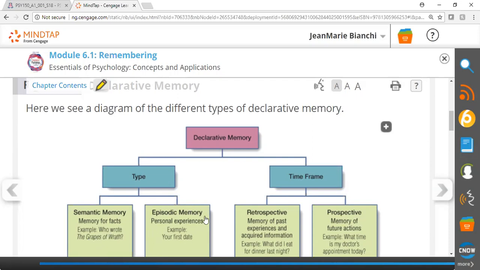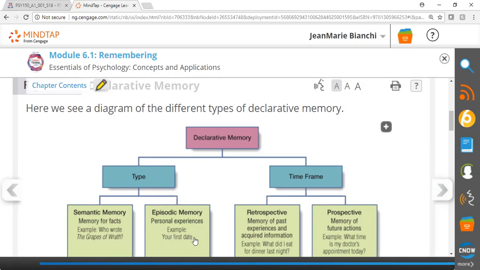We also have episodic memories. These are memories for episodes in our own life, our own personal experiences. For example, your first date, or what did you do last spring break? What did you do last weekend? Memories for our own personal experiences where we're situated in time and space and can remember what we were doing. So these are two different kinds of declarative memory.